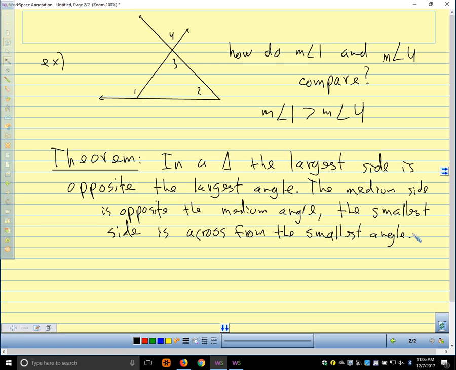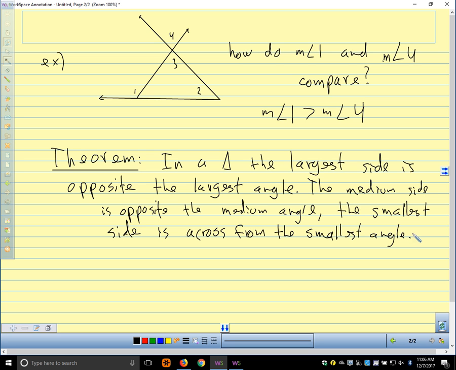And again, to prove this, we would use an indirect proof. We'd start by, for the first one, for example, saying, well, assume the largest side is not opposite the largest angle. And then you could go from there and figure out that you reach a contradiction.